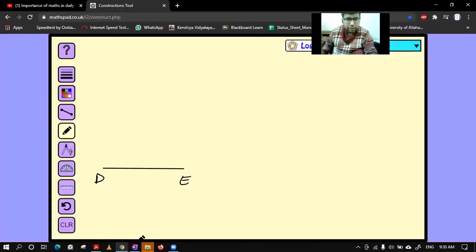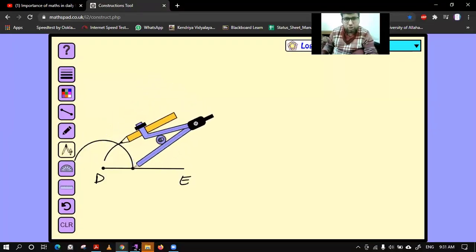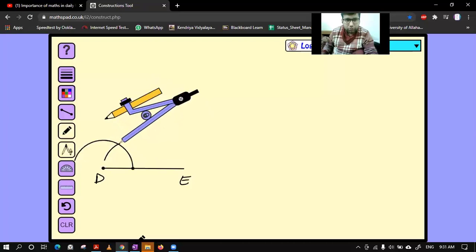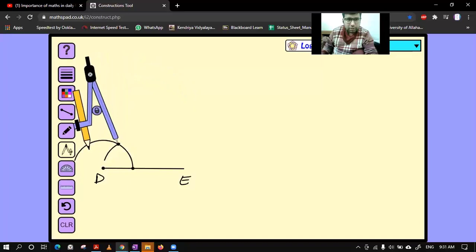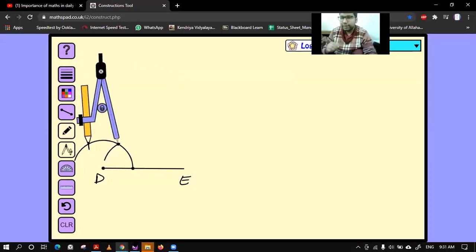So first let's draw angle EDF using a compass. Let's do the same thing: we will make an arc. After making the arc, without disturbing the compass, we will take the first arc for 60 degree. We will take the second arc for 120 degree. Then we will bisect the 60 degree angle.